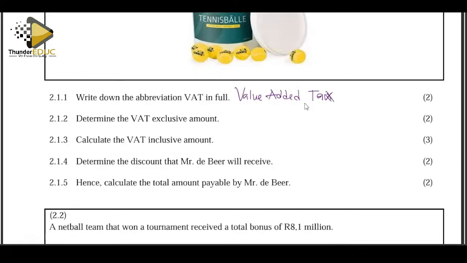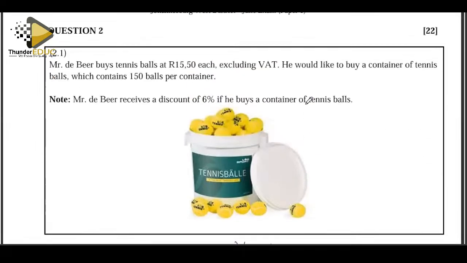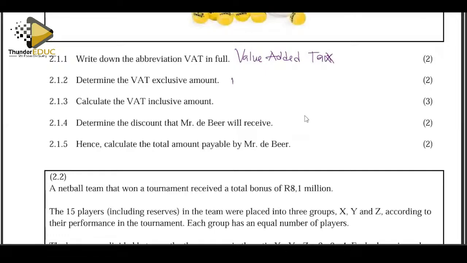Okay. Determine the VAT exclusive amount. So remember they told you each ball will cost 15 rand 50 cents. And how many balls is he going to buy? 150. So here we shall come and say times, which became 2,325.